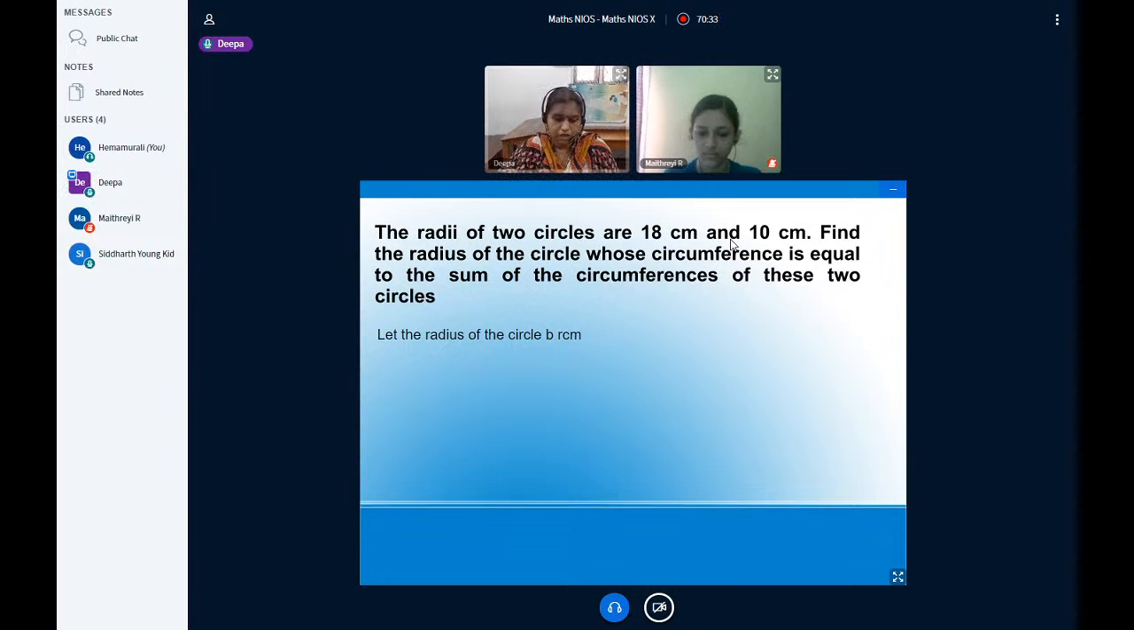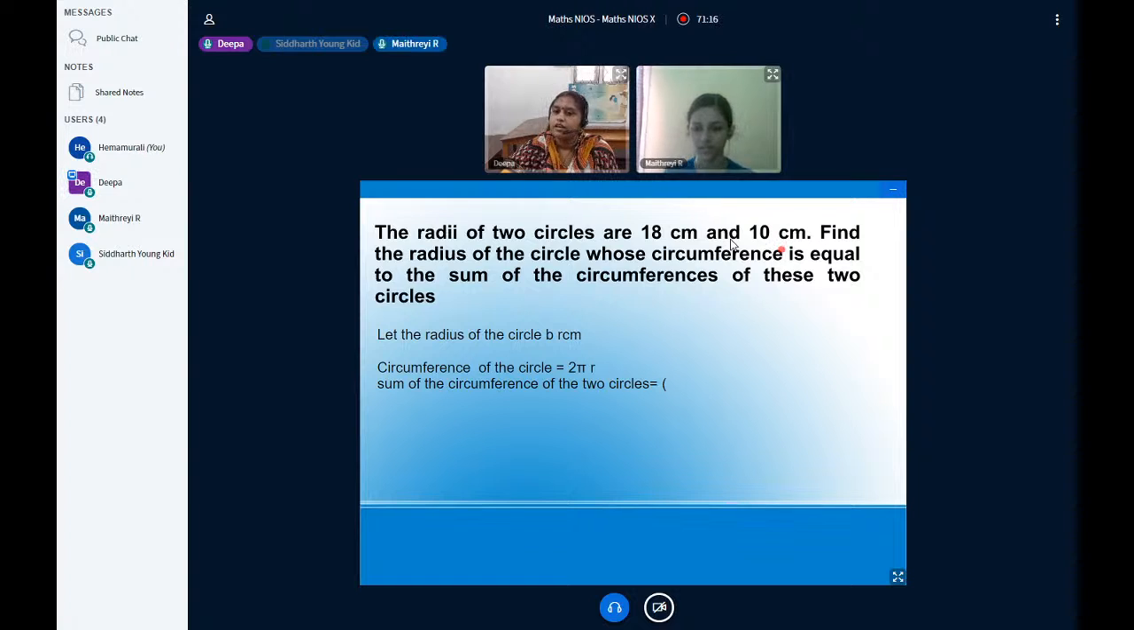Then what is the formula? The circumference of the circle is 2 pi r. So the sum of the circumference of the two circles is equal to, what is the first circle radius? R1 is 18 centimeters, and another circle's radius R2 is 10 centimeter.